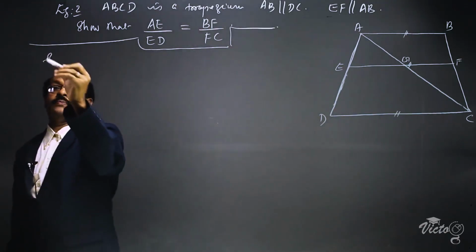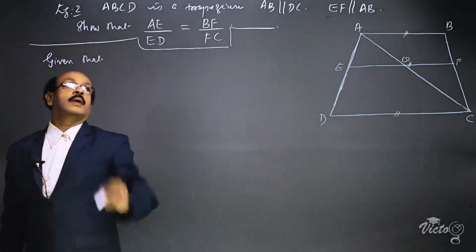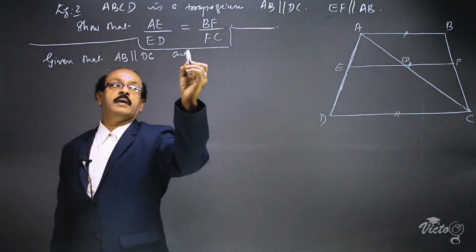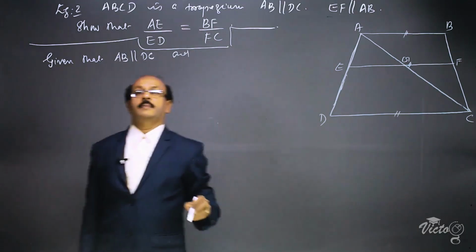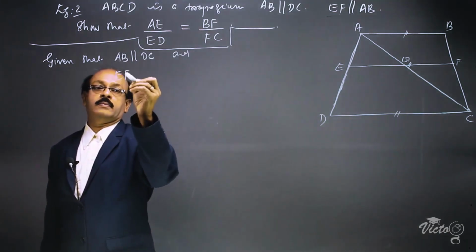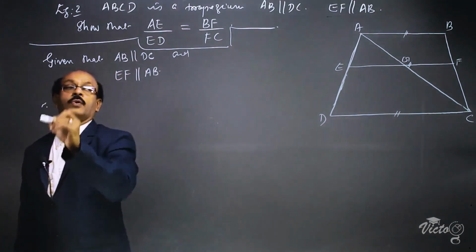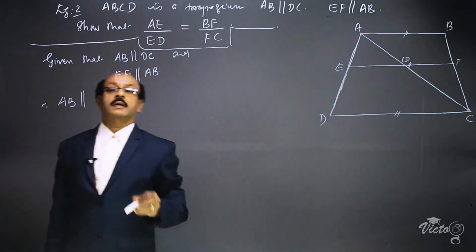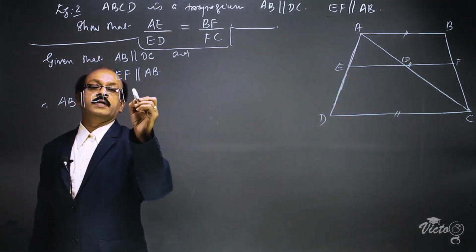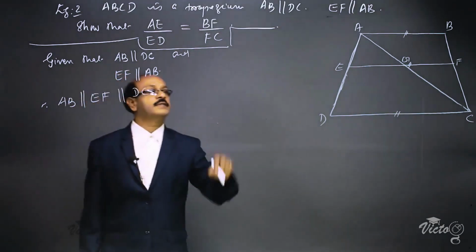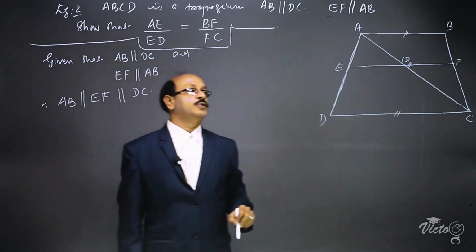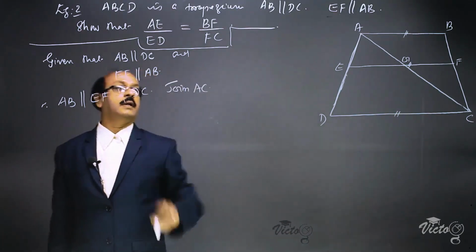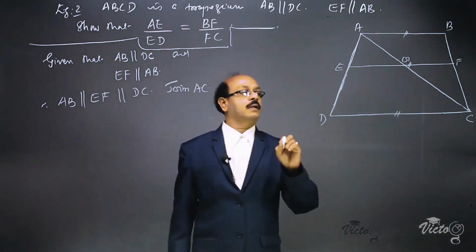Given that AB is parallel to DC and EF is parallel to AB, therefore AB, EF and DC are parallel. These three line segments are parallel to each other. Join the diagonal AC.